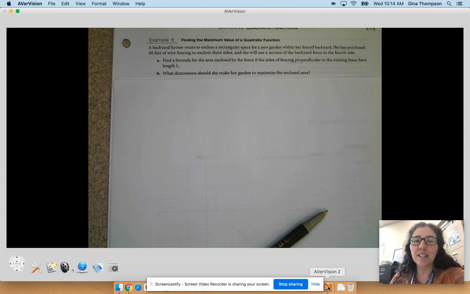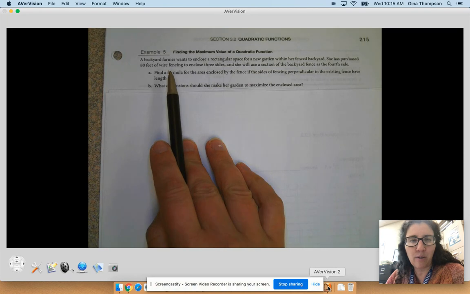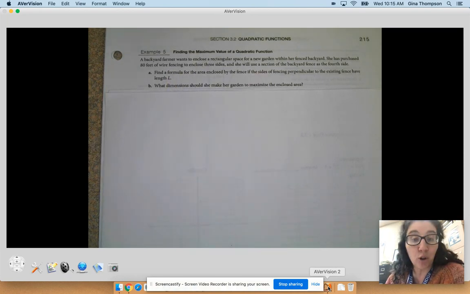Okay, now we're going to look at some application problems, some word problems using quadratic functions. So this first one, we've got a backyard farmer. I think there's more backyard farmers in quadratic equation word problems than there are in real life. But he wants to enclose a rectangular space for a new garden within her fenced backyard.